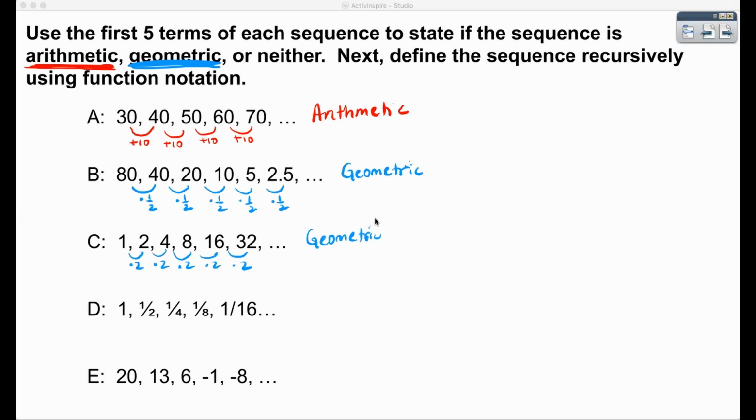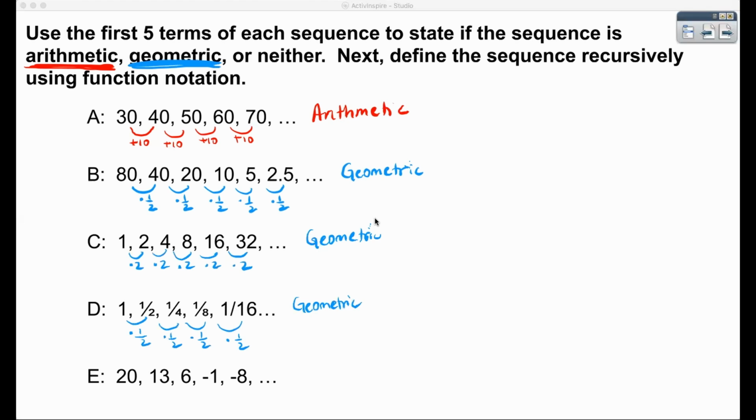All right, what about letter D? 1 to 1/2 to 1/4. Okay, again, there's definitely a growth factor here. This value, 1/2, is being multiplied to each term to get my next term, right? 1/2 times 1/2 is 1/4. 1/4 times 1/2 is 1/8. 1/8 times 1/2 is in fact 1/16. So here is another example of a geometric sequence.